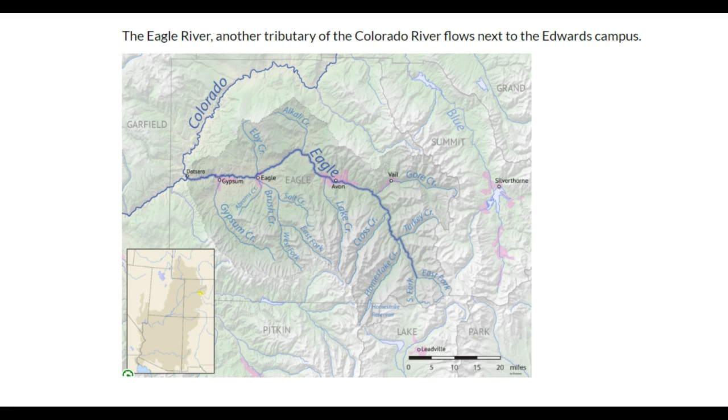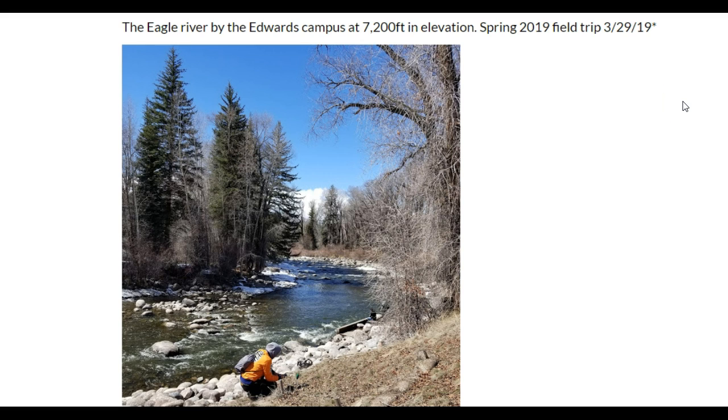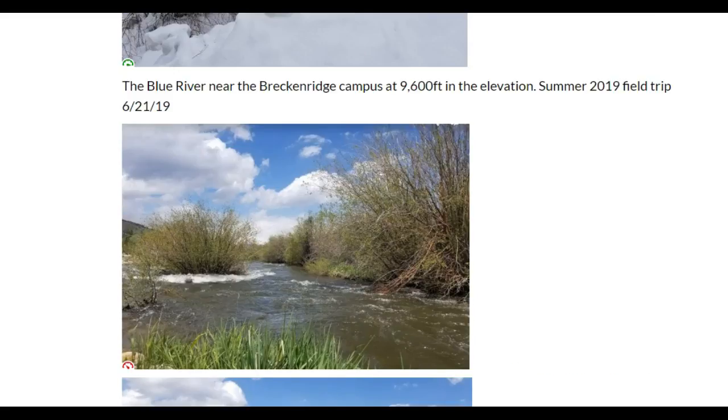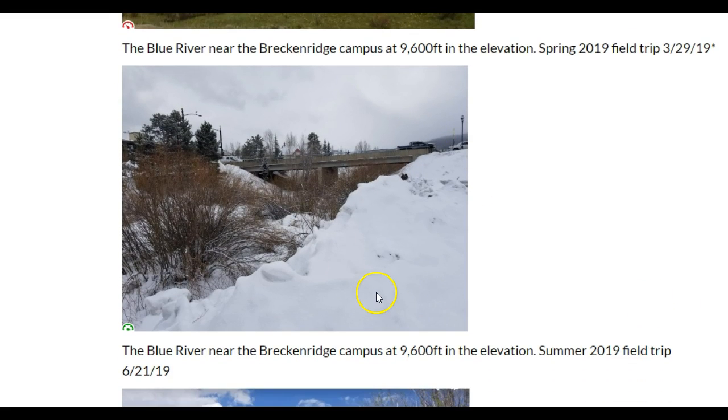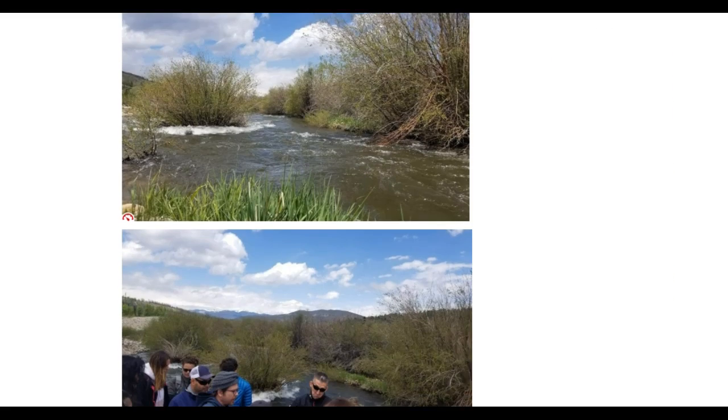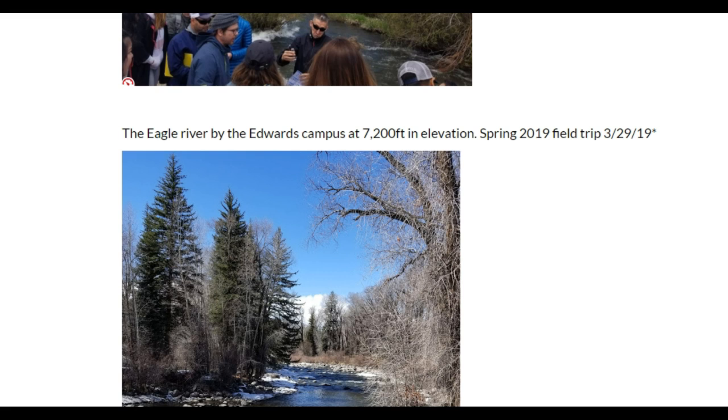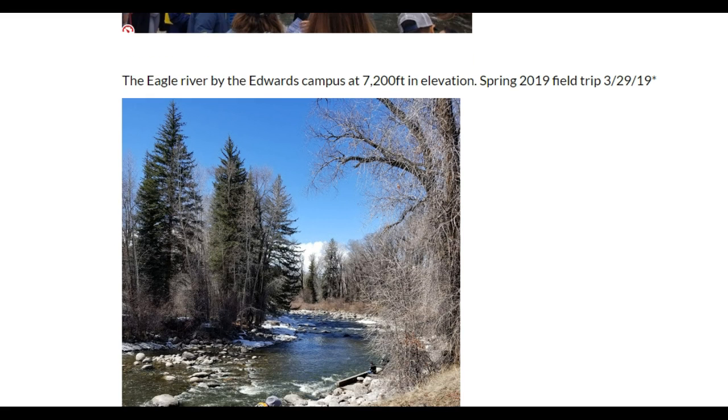So let's see what that looks like. Here's the Eagle River on March 29th during the spring field trip. Notice that there's no snow here. The vegetation is much taller. These are mostly cottonwoods, with some willows along the edge. And this stream is much wider, with higher velocity. In the March 29th photo from Breckenridge, recall that this is what it looked like. It was totally snowy. So we've gone down 2,400 feet in elevation, and March 29th is springtime in Edwards.